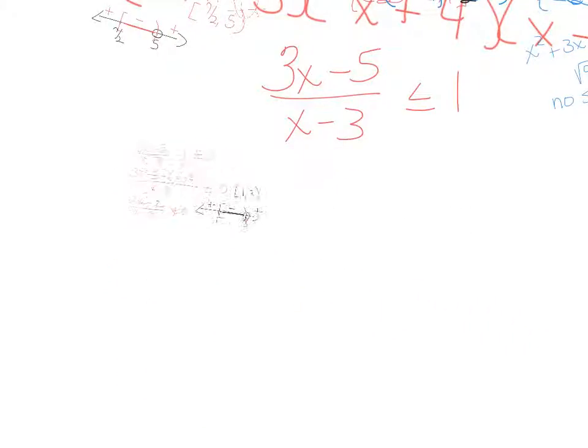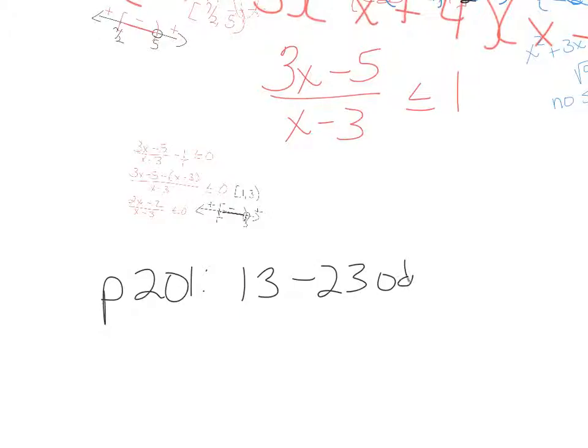So your assignment is on page 201, and it's 13 to 23 odd, and 31, 33, 41, and 43. So we will have class again on Thursday, and we'll do a review, and you have a test on Friday.